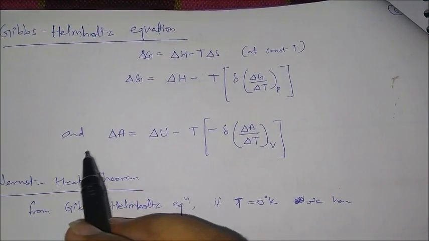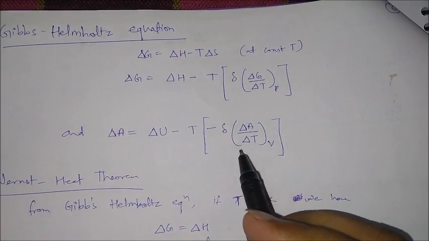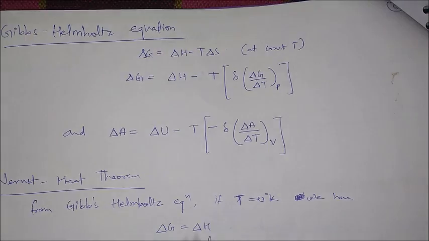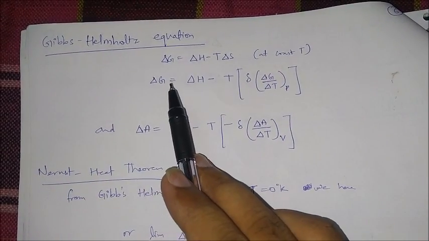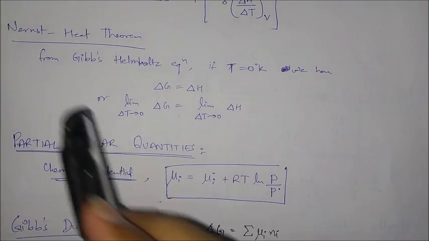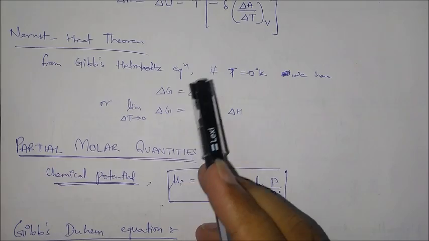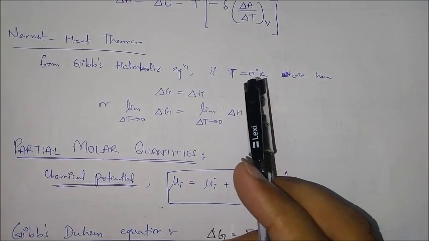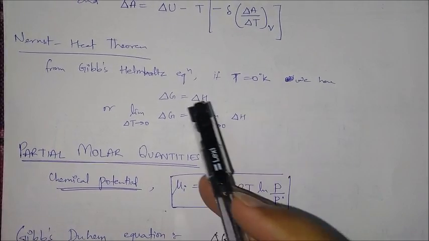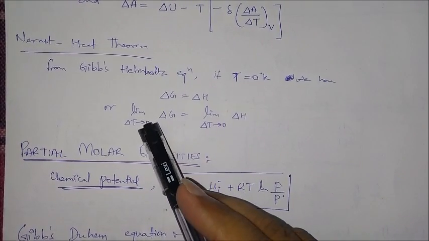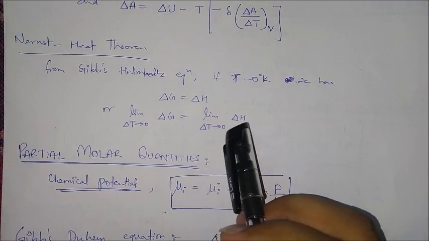The next is delta A is equal to delta U plus T times the partial derivative of delta A with respect to T. This is the Helmholtz free energy, and delta G is Gibbs free energy. Delta H is enthalpy. Okay, the next is the Nernst heat theorem, and it says that at absolute 0 Kelvin temperature, delta G is equal to delta H, or you can say that as T tends to 0, delta G is equal to delta H.